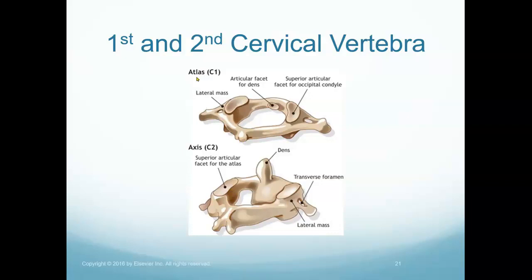Most cervical vertebrae will have a bifid tip on the spinous process. Bifid meaning two. They project singularly downward or outward, and they bifurcate into two. So do note the difference between C1 and C2, the atlas and axis.